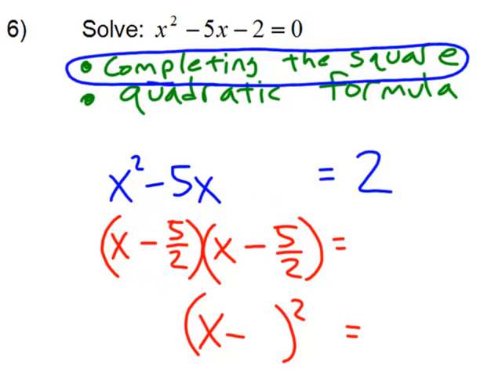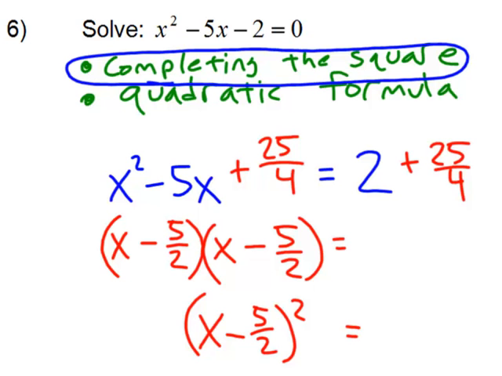And if we finish FOILing out, distributing out this factored form quadratic right here, that would give us a 25/4 right here. And if I add that on the left side, I better add it on the right side. All right, so we've already got the left side factored out here, and I'll go ahead and put my -5 halves here. On the right side, let's do a common denominator. Let's call that 2 as 8/4. And on the right side, we have 25/4. And when I add those together, it gives us 33/4.